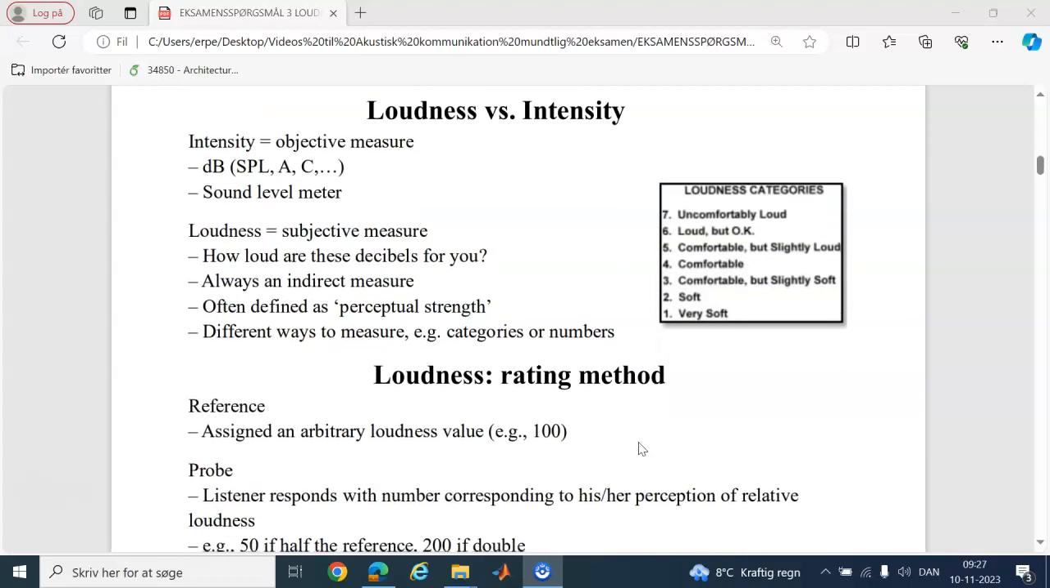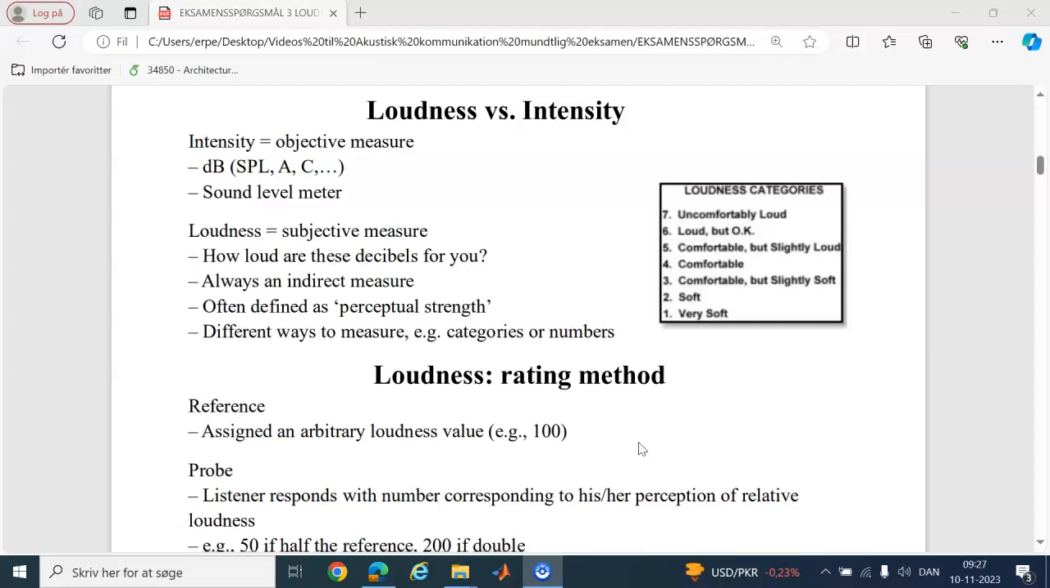Loudness versus intensity. Intensity is an objective measure: dB, decibels, SPL, sound pressure level, A and C weighting and so on. A sound level meter can measure it. And loudness is a subjective measure. How loud are these decibels for you? It is always an indirect measure, often defined as perceptual strength.